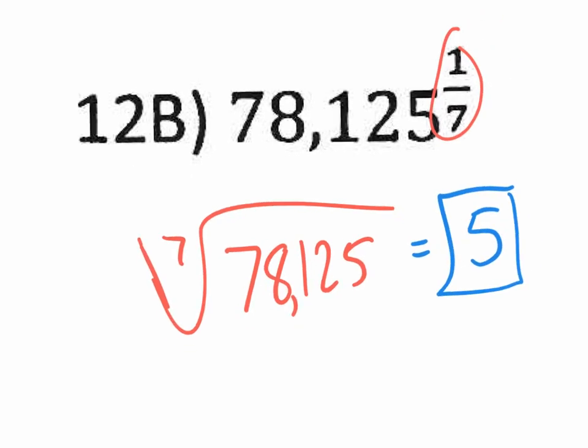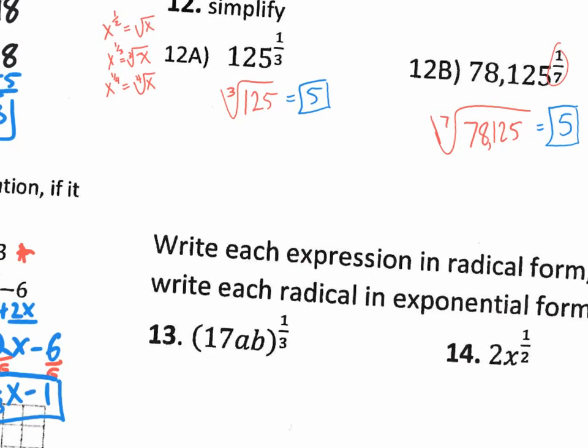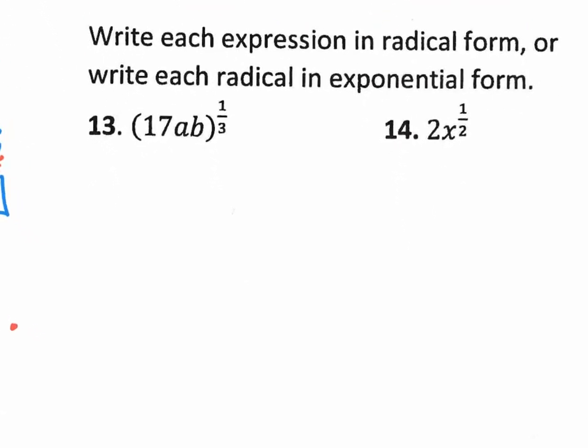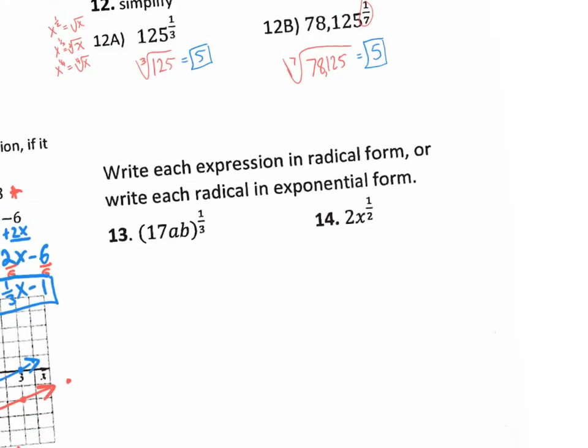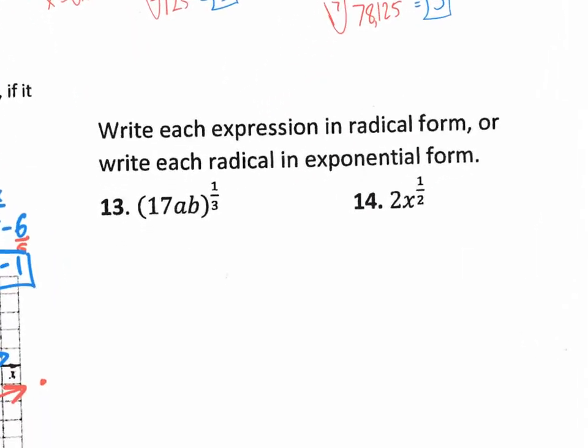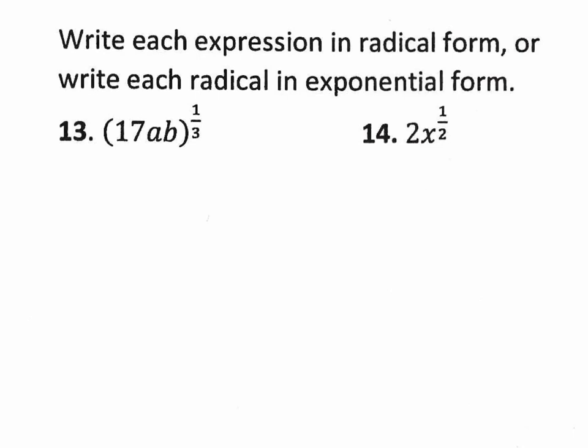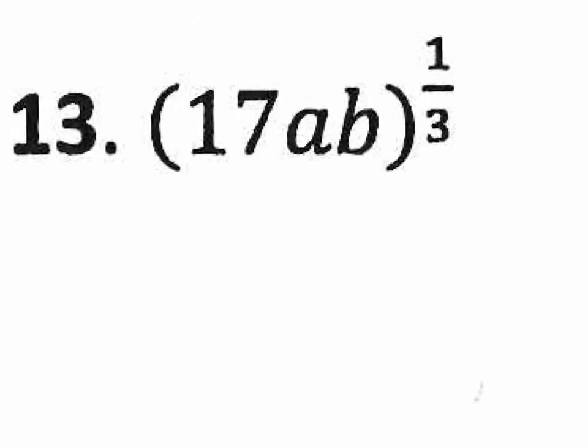Moving on. 12. There is no 12C. All right. Now these are even easier. Because, oh, there is a 12C? Oh, sorry. These ones are even easier because all you're doing is changing from exponential form to radical form, or from radical form to exponential form. So it's this simple, guys.